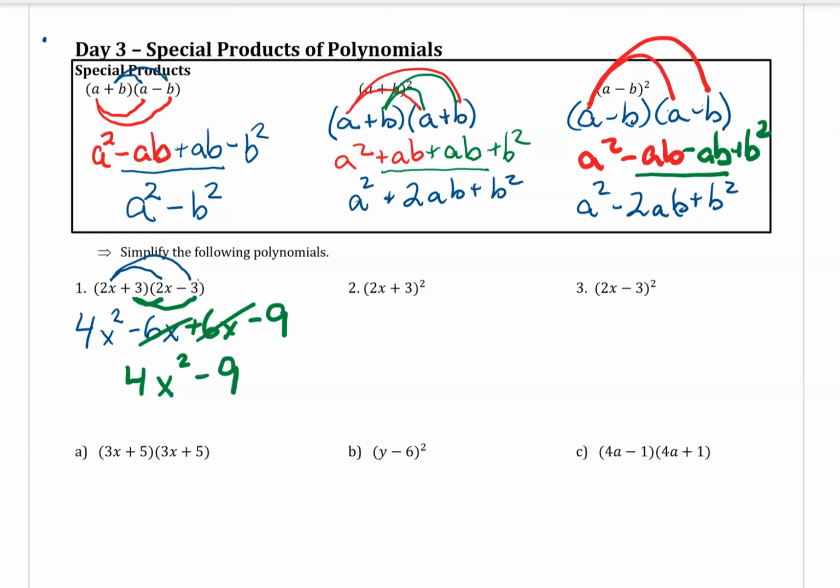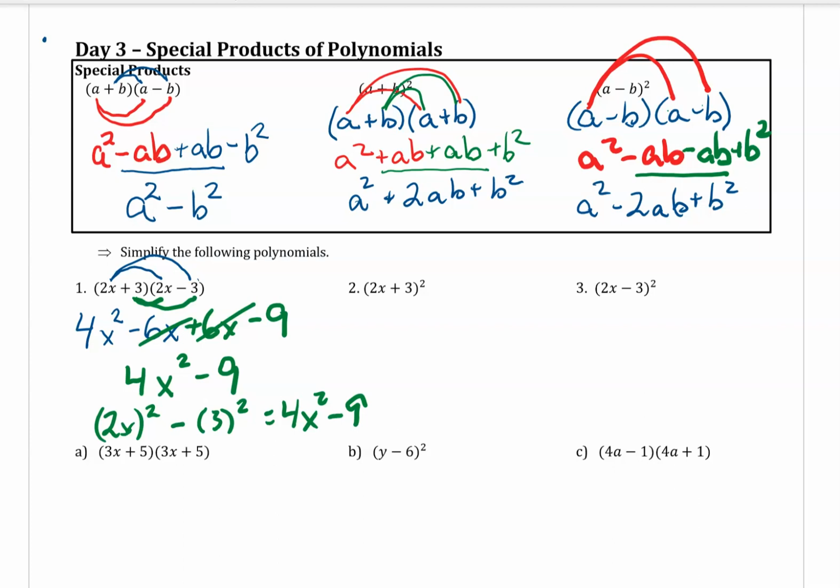Now, if I'd recognized this as my very first special product, a plus b times a minus b, I could have just rewritten it as 2x squared minus 3 squared, which would again give me 2x times 2x is 4x squared minus 3 times 3 is 9.